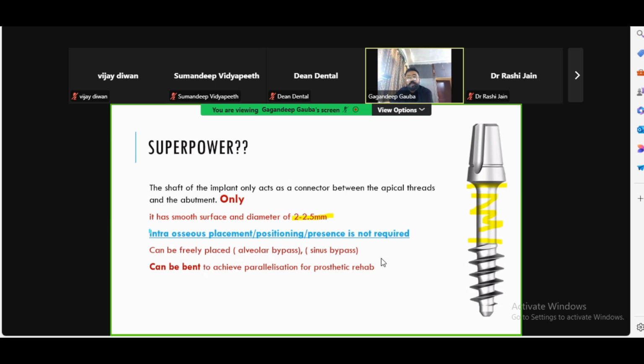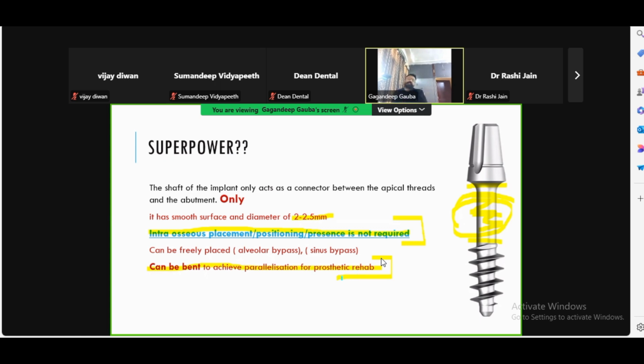Because of this, intraosseous placement and positioning and presence is not required. This shaft does not need to be inside the bone at all. It can be anywhere in the soft tissue. And also, because of the narrow diameter of the shaft, the implant can also be bent. So these are the two very important practical applications and, I will say, achievements of basal implants. Because of the shaft, we are able to bend the implant, right? We can place the implant anywhere the bone is present, and we don't have to worry about the prosthetic position, because we can bend the implant to achieve parallelization for prosthetic rehab.